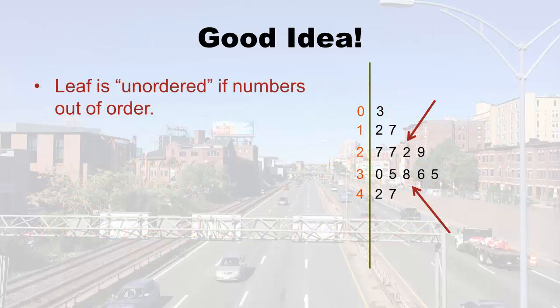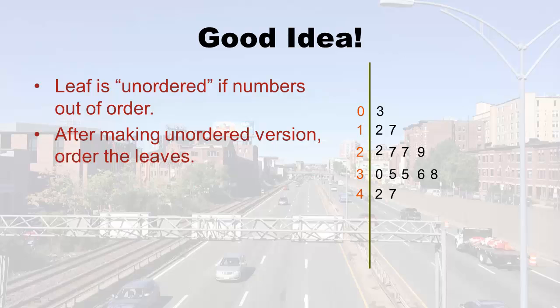Now I'm going to give you a few tricks here. I want to tell you about the concept of an unordered leaf. So an unordered leaf is what we were making before when I was demonstrating. It's just where the numbers are out of order in the leaf. Like you'll see this 2 leaf, it says 7729. Well, if they were in order, it would say 2779, right? Like the 2 would come first before the 7s and the 9. And the same with the 3 leaf. That's out of order because you can see that 0 and 5 is fine, but 8 doesn't come before 6 and 5, right? That's no problem to make an unordered leaf.